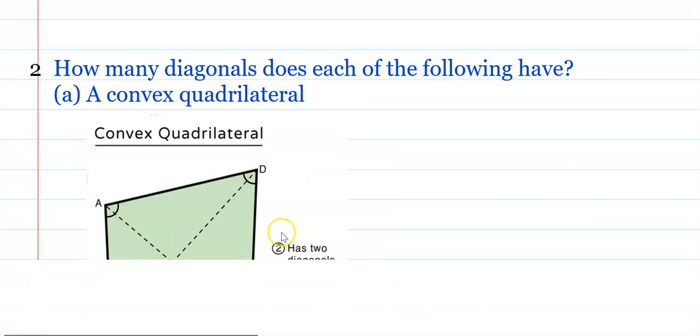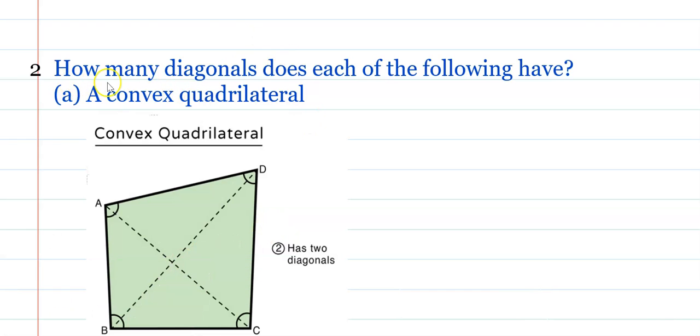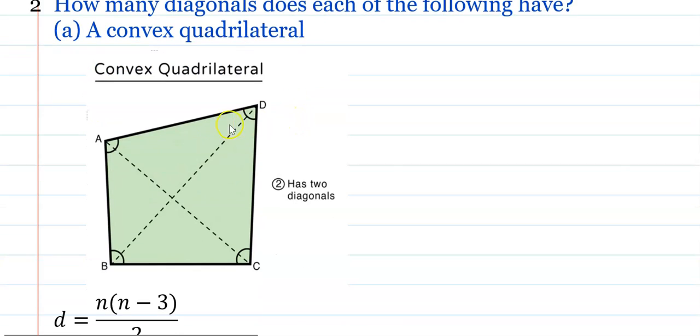Now next question. Question number 2. How many diagonals does each of the following have? First is a convex quadrilateral. This is the convex quadrilateral. AC and BD, these are the two diagonals. It has two diagonals.